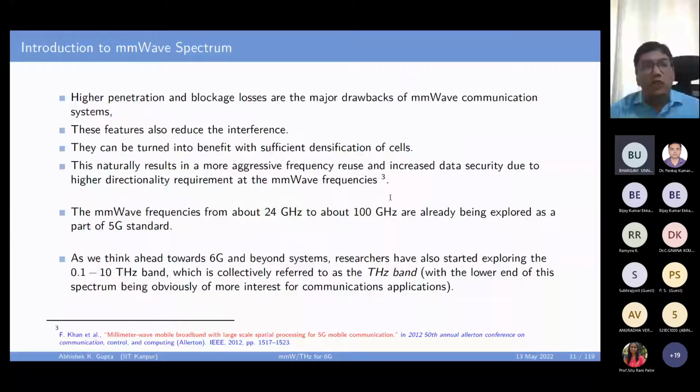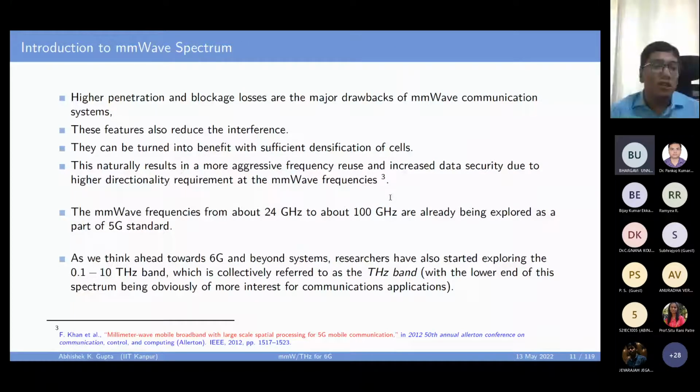That was the good part, that they have so much bandwidth, but there are some drawbacks in millimeter wave communication also. Two of them are that they have higher penetration losses, so as they move through space, you may expect a larger loss, and they also suffer from blockages. These features reduce the signal strength. But there is a good point with that also: these features also reduce the interference from unwanted base stations or transmitters.